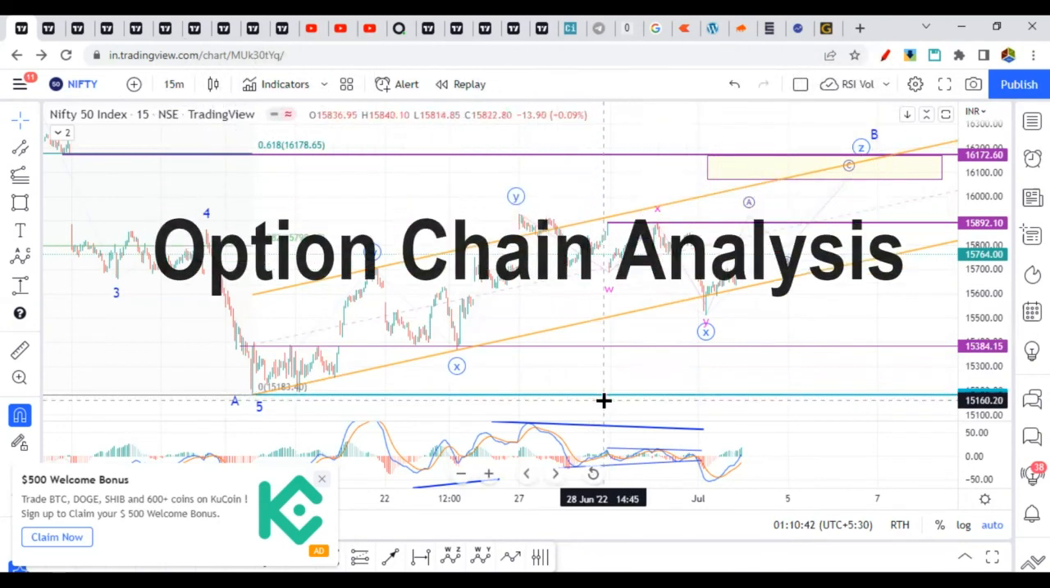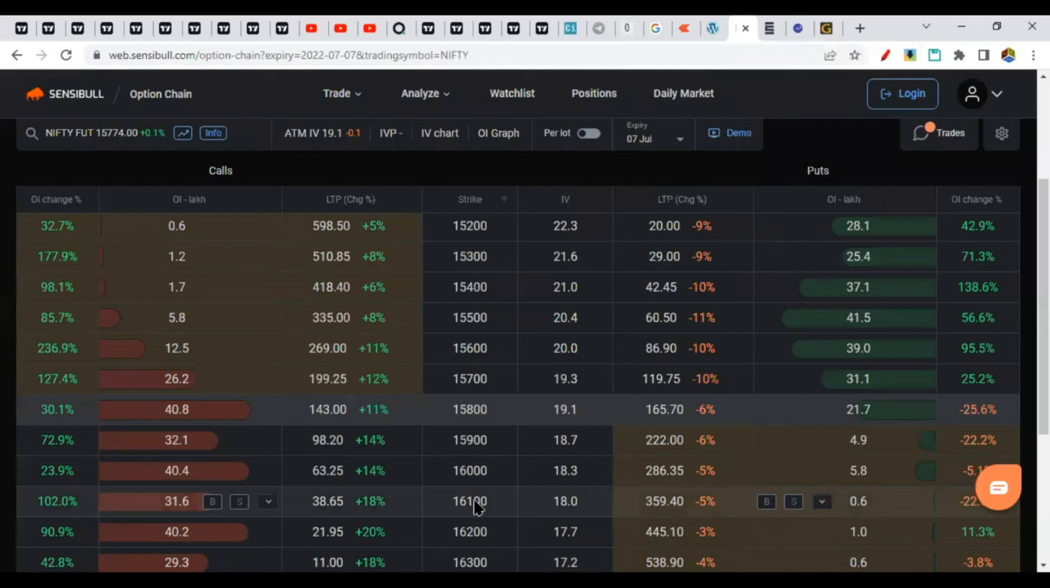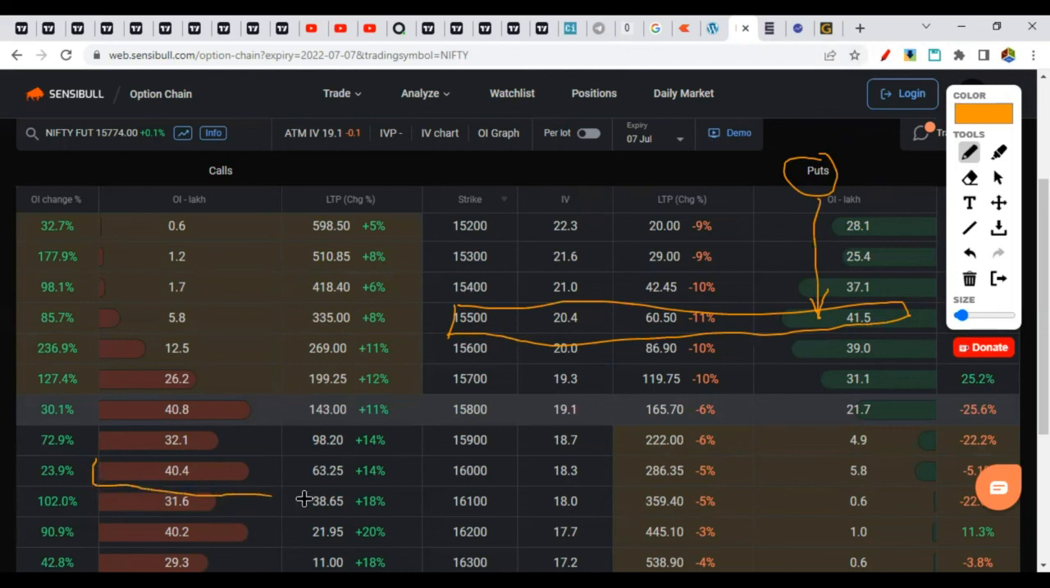Apart from that, the next part that we are going to discuss is the option chain. Option chain is very clear. It tells us that 15,500 is a major support as far as the put open interest is considered. Put open interest acts as a support. So this is the major support, and major resistance is at 16,000. So this is the range for the expiry of 7th July, a range of 500 points that we see.